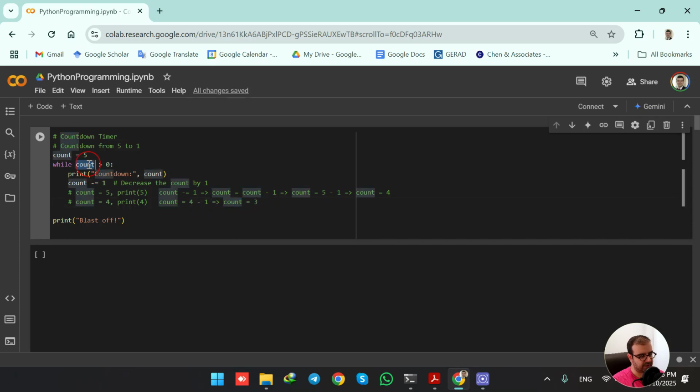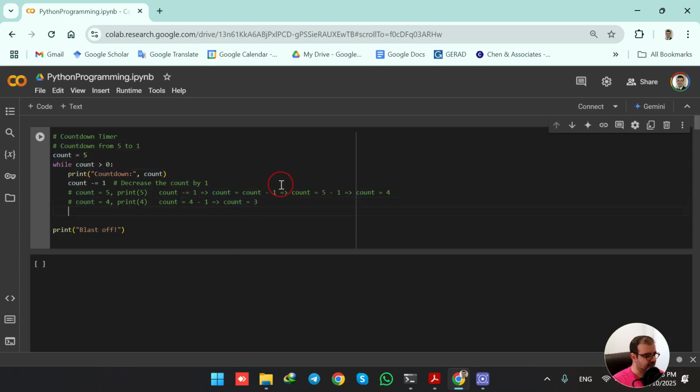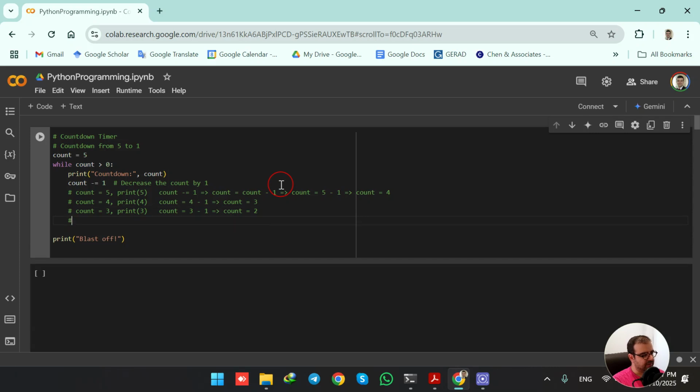So now it goes back up again to check the condition. 3 is larger than 0. Yes, therefore it enters the loop. It is saying that count is 3, so it is printing the value 3 and it is calculating 3 minus 1. Therefore count equals 2. And in the next iteration, 2 is larger than 0. Yes, it enters the loop again, so it prints number 2 and calculate the count again and reduce it by one value, 2 minus 1, so count equals 1.